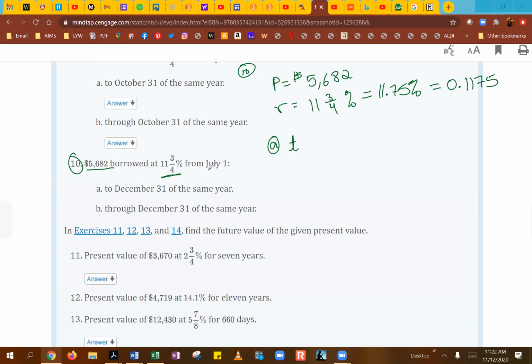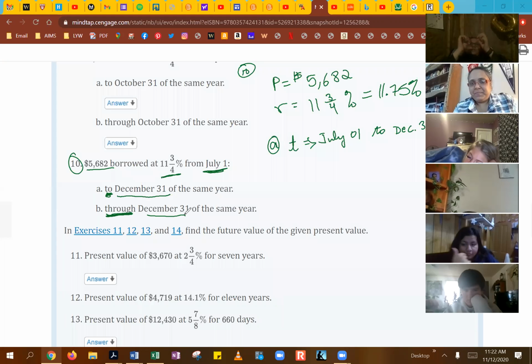So they are saying we are starting at July 1st and going to December 31st of the same year. So how many days are we looking at here? And just look at parts A and B. This one is saying to December 31st, and this one is saying through December 31st. So how will that make a difference between parts A and B?